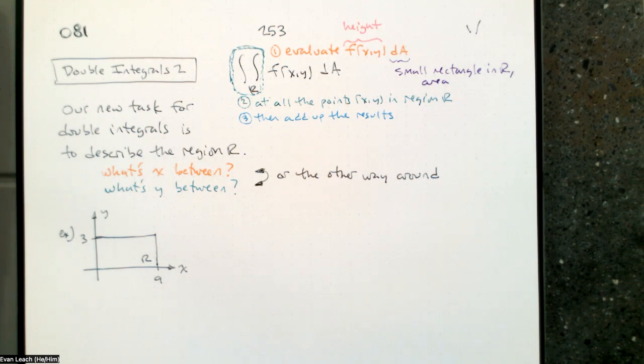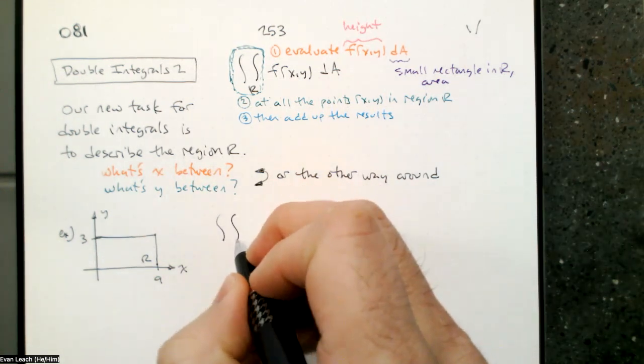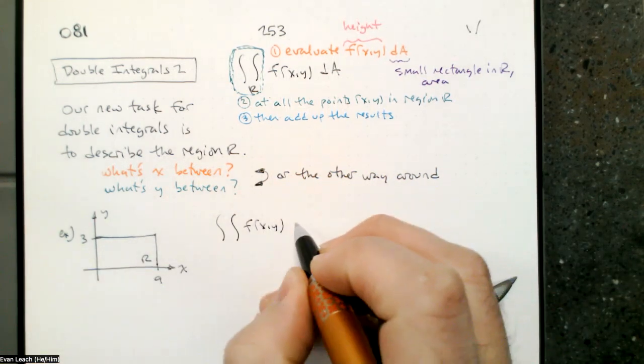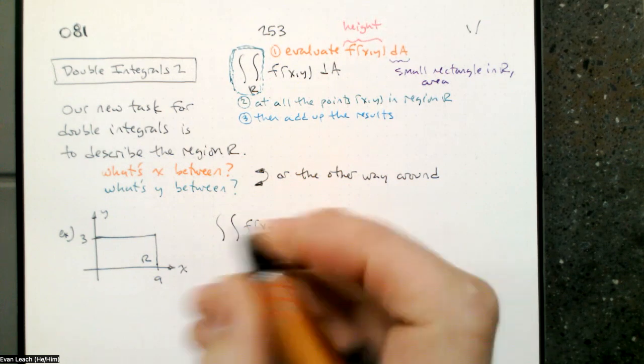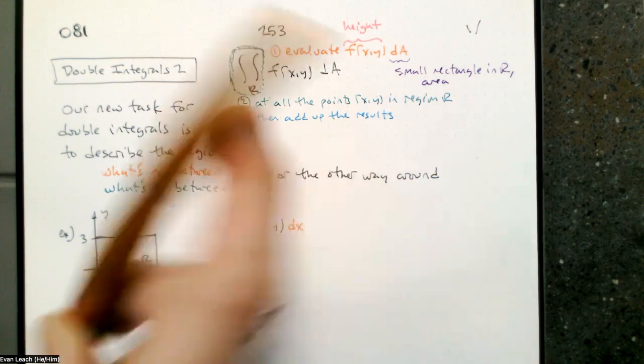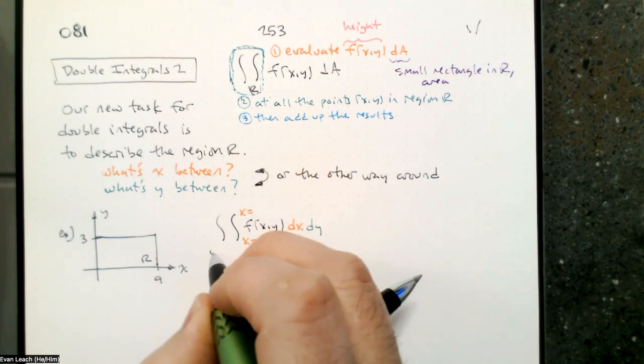What we're going to do is practice describing the floor, and we want to set it up in two different ways. We want to set it up with what's x between, then what's y between, and also the other way around. What's y between and what's x between. So we're going to set up two different double integrals. We can set up an integral in the order dx dy, where we first describe what x is between with this first integral, and then we describe what y is between in the second integral.